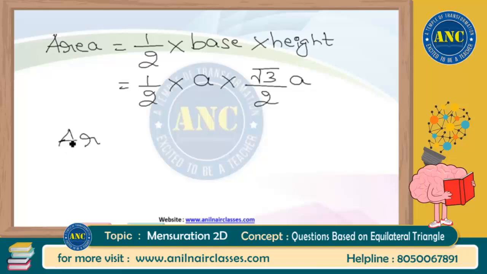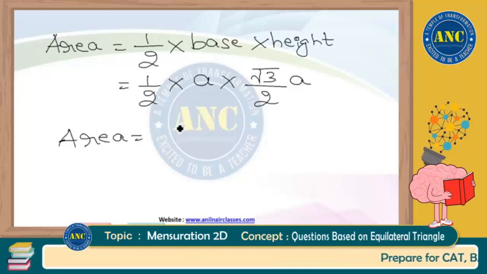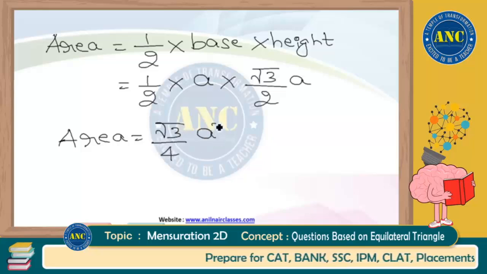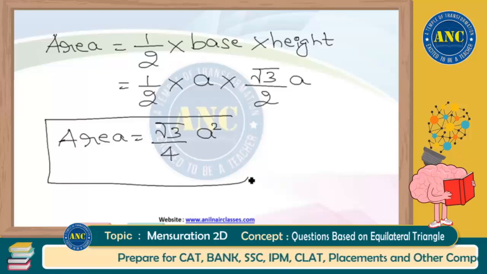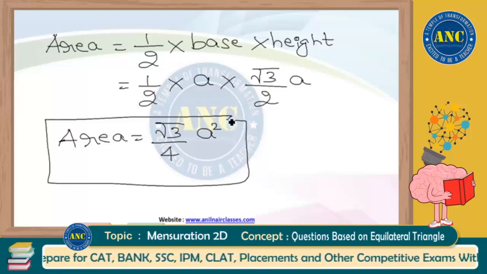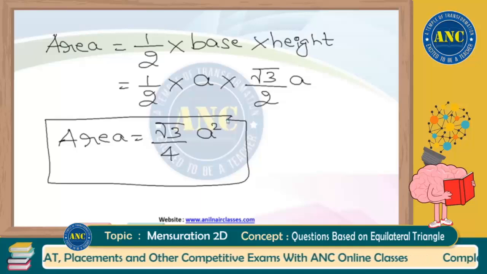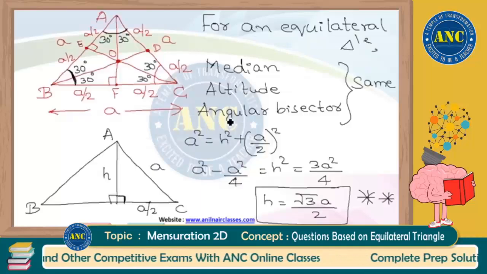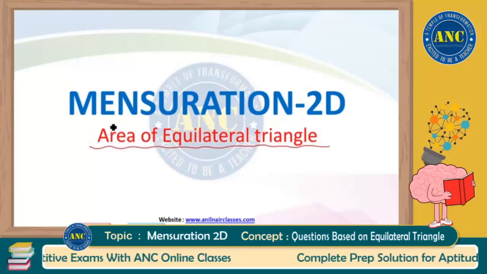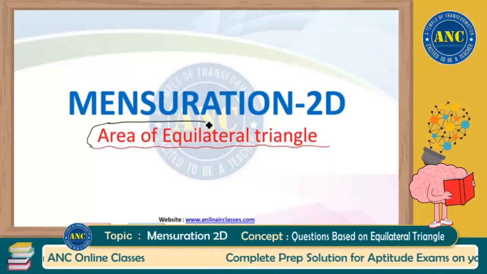So, very important notation: the area of an equilateral triangle is root 3 by 4 into a square, where a is nothing but the side of the equilateral triangle. I hope the idea is very clear for you people. Whatever is required for us, we are discussing; we are trying to find the area of an equilateral triangle.